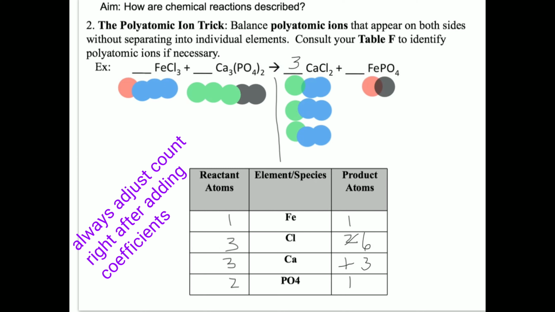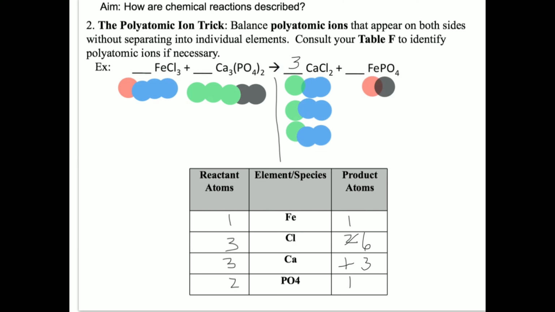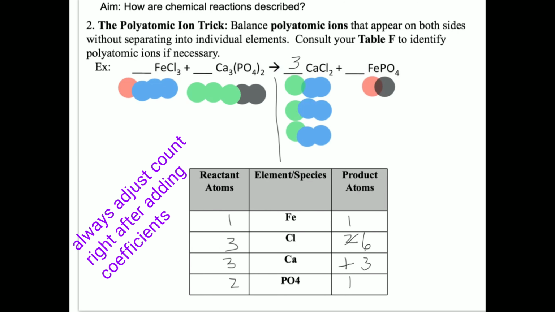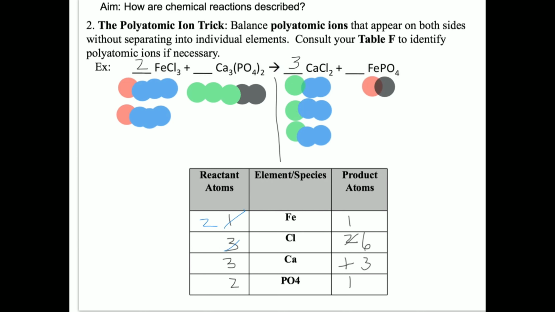Since chlorine is out of balance, let's try and balance the chlorines. The least common multiple between 3 and 6 is 6. To make 6 chlorines on the reactant side, let's add a coefficient of 2. Notice how the coefficient adds another unit, but these units are identical. So now I have 2 irons and 6 chlorines.